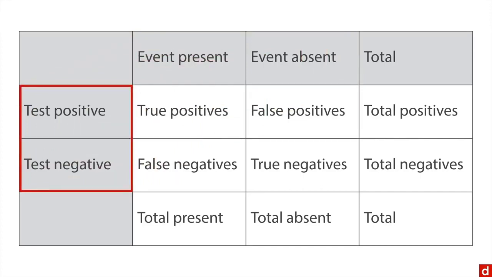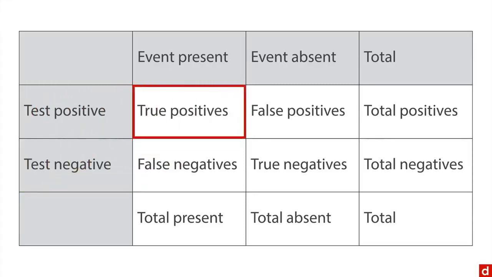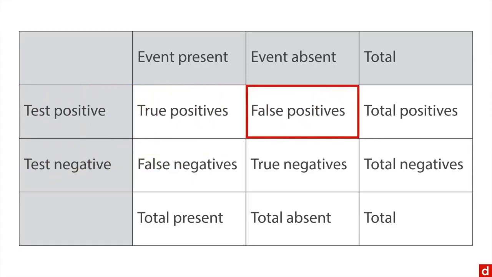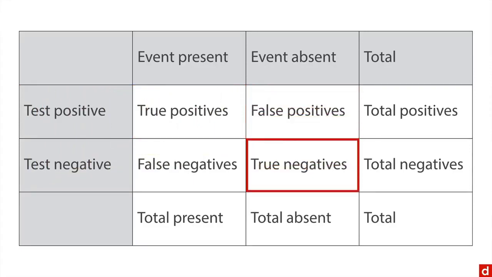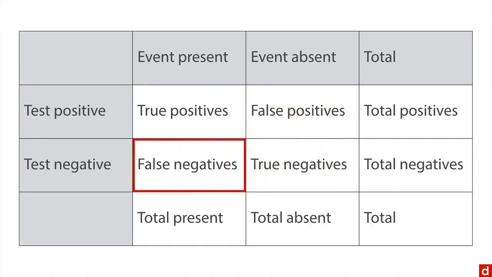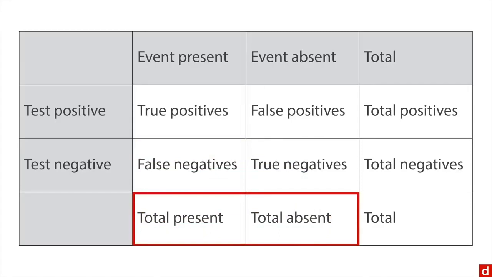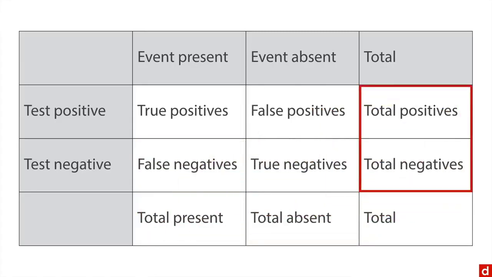And then you have these combinations of true positives, where the test says it's happening and it really is, and false positive, where the test says it's happening, but it's not. And then below that, true negatives, where the test says it isn't happening, and that's correct. And then false negatives, where the test says there's nothing going on, but there is in fact the event occurring. And then you start to get the column totals, the total number of events present or absent, and the row totals that talk about the test results.